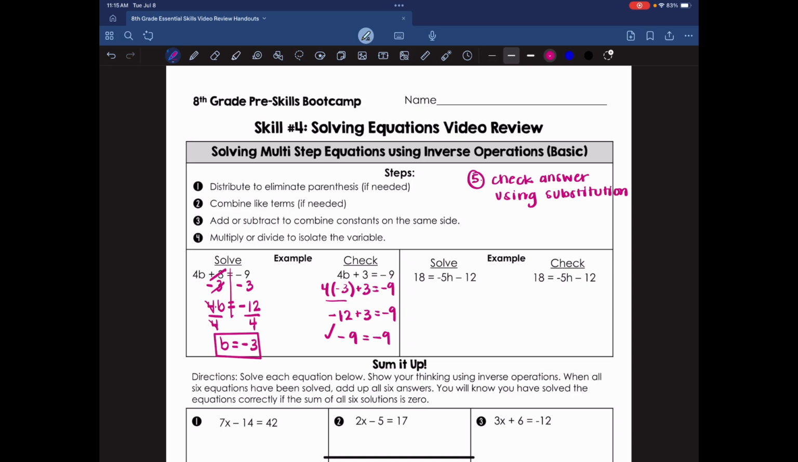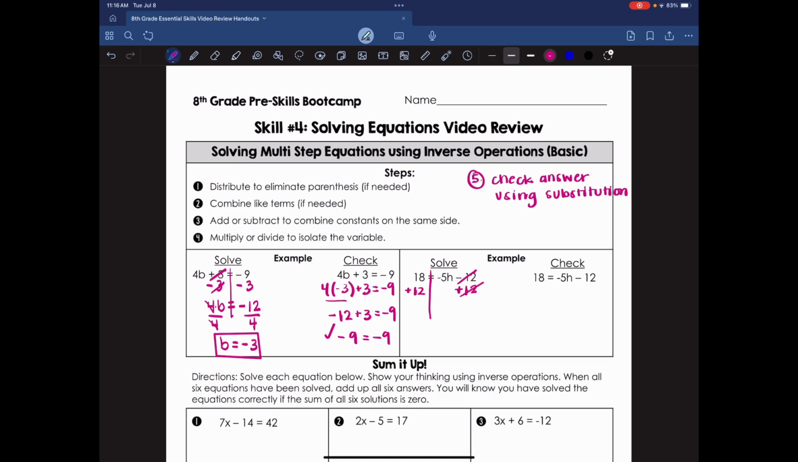All right, let's look at another one. This time my variable is on the right side, but that's okay. We're still going to follow the same steps. So if I'm trying to think about this first one, to add or subtract to combine the constants, I've got to identify the constant. So my constant is the number without the variable. That's this guy. So if I have a negative 12, to move it to the other side, I have to do the opposite, or the inverse. So I'm going to add 12 to both sides. So plus 12, plus 12.